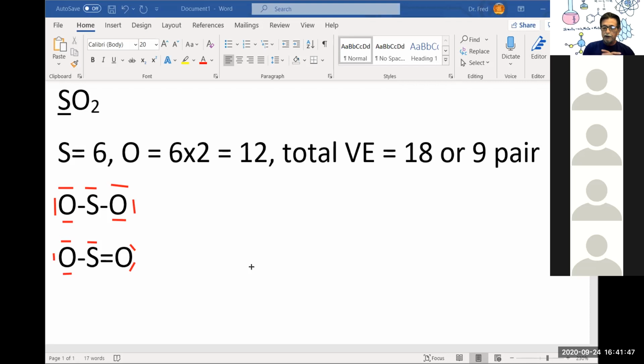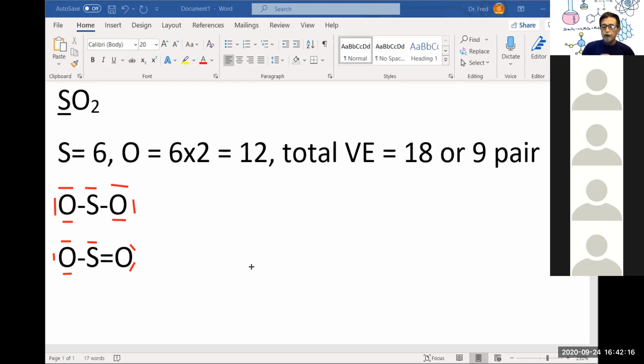And there are exactly 9 pairs. Once you do that, go back and check the octet on each atom. The left oxygen, we didn't do anything to that, so it's still at 8. The right oxygen still has 8. 2 pairs are its double bond, okay? And then we've got the 2 other pairs on the oxygen that are not bonded. We call those lone pairs.